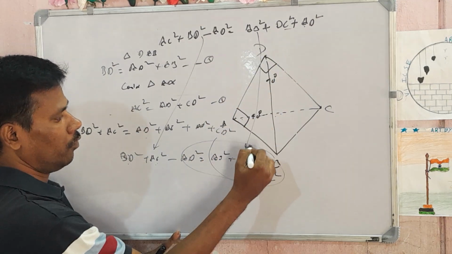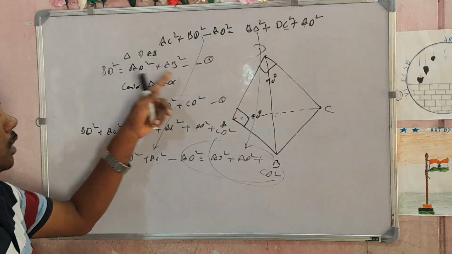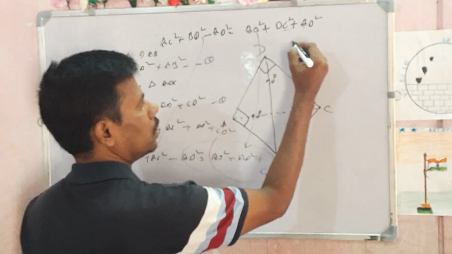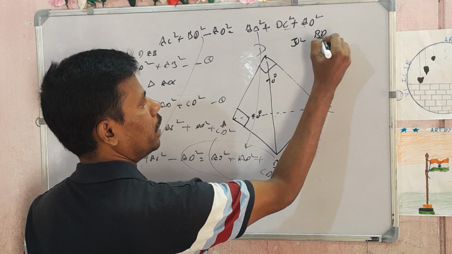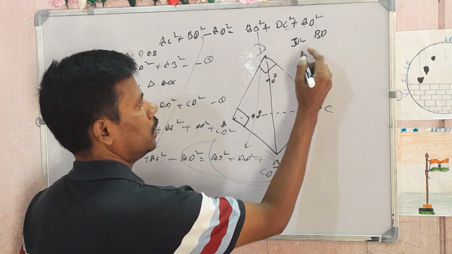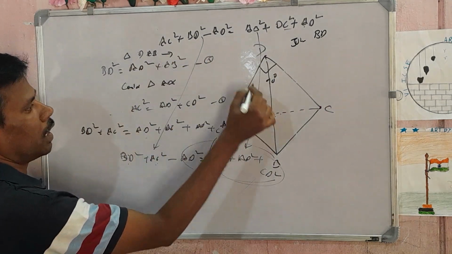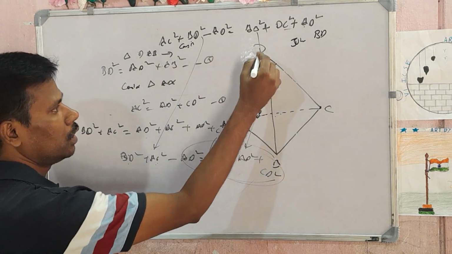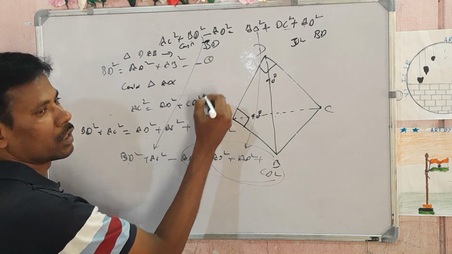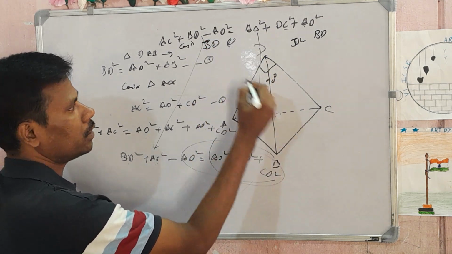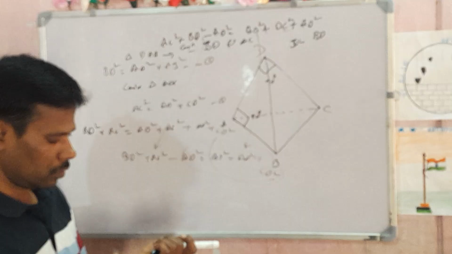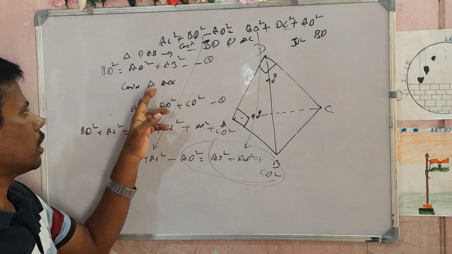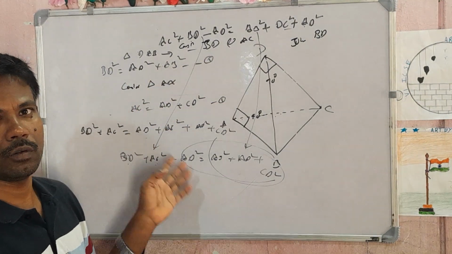This one is equal to this one. Very, very simple. Only thing is, before doing this, you should write the step: join BD and AC. The very first step is join BD and AC. Then consider triangle DAB and this other triangle. Add them. Very simple.